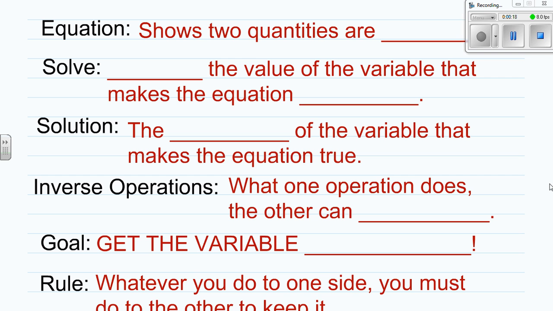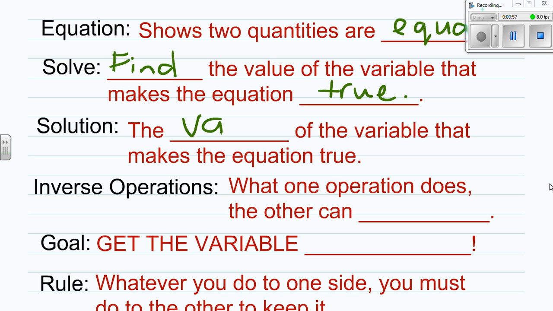When solving one-step equations, it's good to first of all know what an equation is. An equation shows two quantities are equal, and it usually has some type of variable involved. If it doesn't have a variable, then you're looking more at a numerical sentence rather than an algebraic equation. Now, in order to solve, you're going to want to find the value of the variable that makes the equation true. Once you solve, the solution is going to be the value of the variable that makes the equation true.